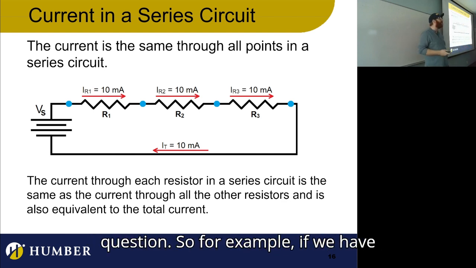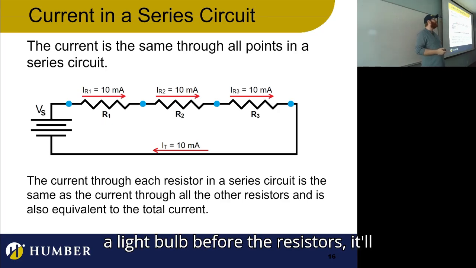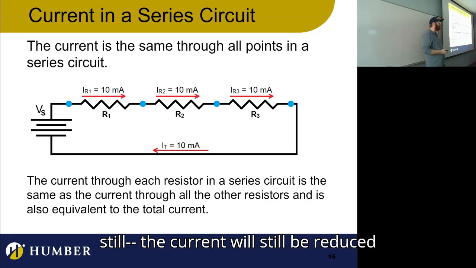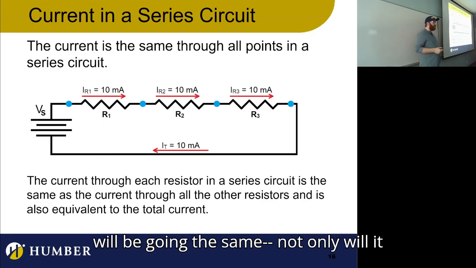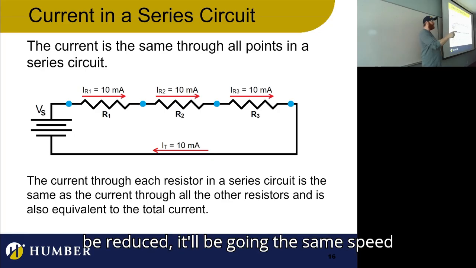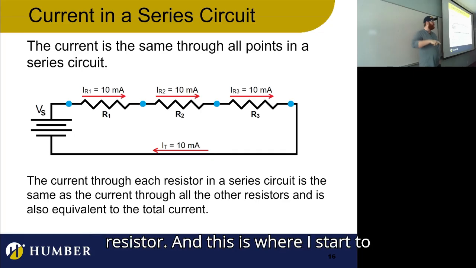Yes, I have a question. So for example, if we have a light bulb before the resistors, the current will still be reduced in that light bulb. Yeah, the current will be going the same. Not only will it be reduced, it'll be going the same speed as the current going through every single resistor.